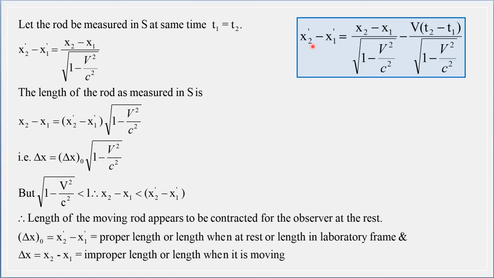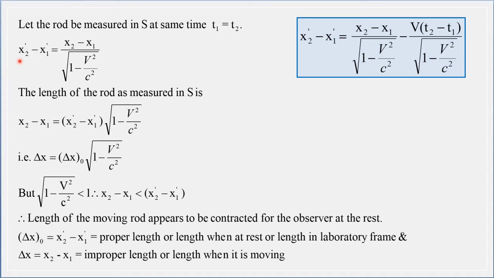Now we have found x2 dash minus x1 dash, the length of the rod measured in the second frame, and how it is related with the length of the rod x2 minus x1, which is measured from the first frame, and a second term connecting t1 and t2. But let us say that both the positions are measured at the same time. So simultaneously you find the positions of x1 and x2. That means time t1 is equal to t2, so t2 minus t1 is 0.